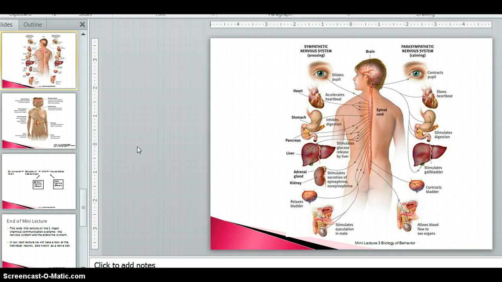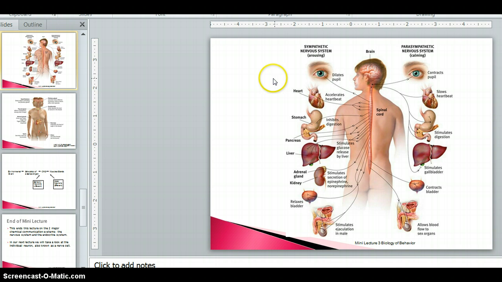This diagram from your textbook shows in greater detail some of the specific smooth muscle and glandular type responses that are under the control of the autonomic nervous system. So we can see here the sympathetic division of the autonomic system and the parasympathetic division. Over here on the left, these functions are often what we refer to, when they are all activated at once, as the fight or flight response.